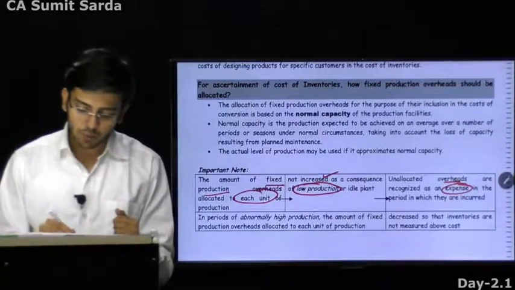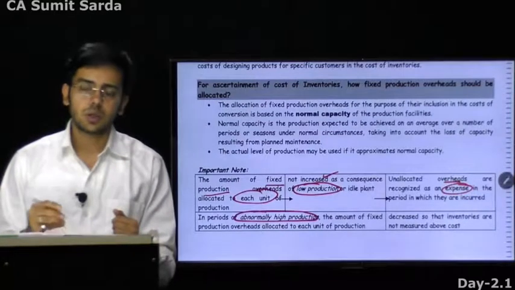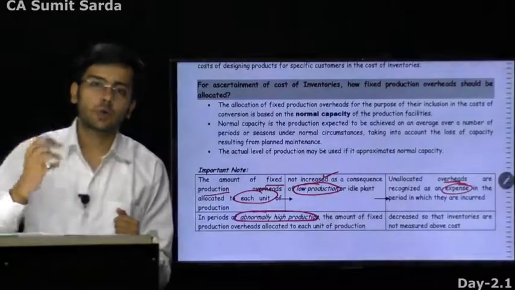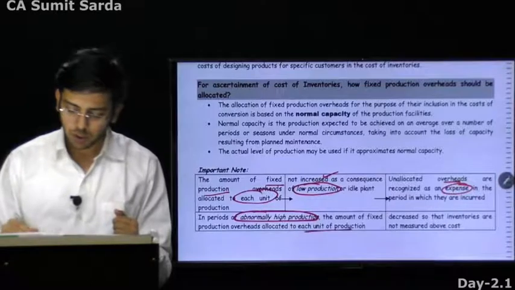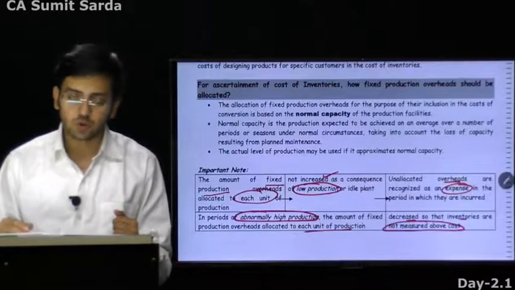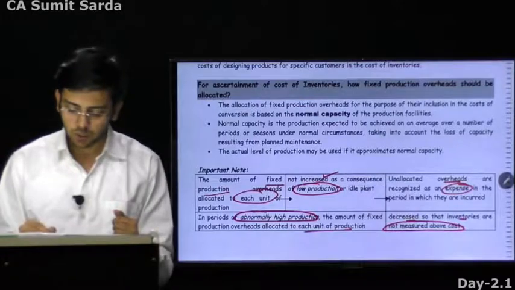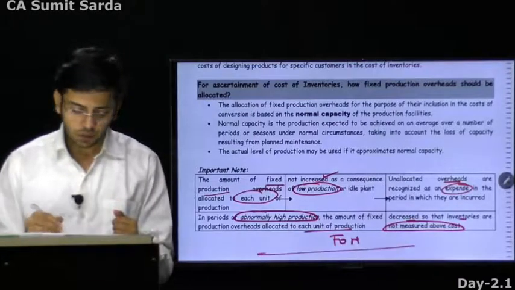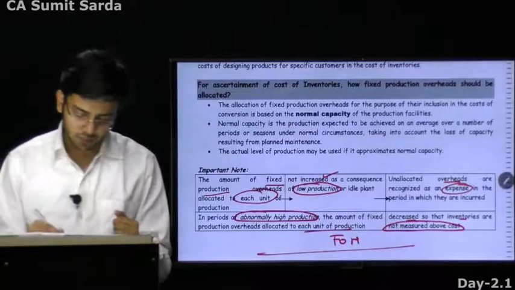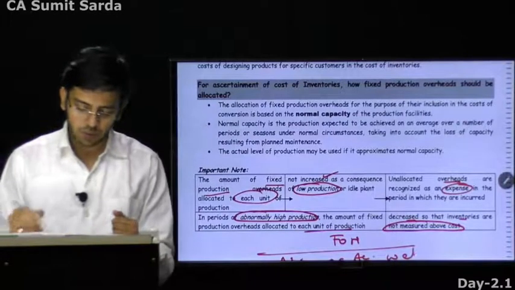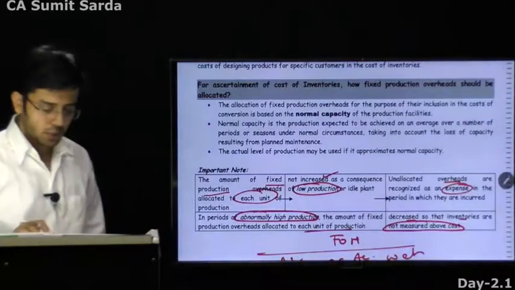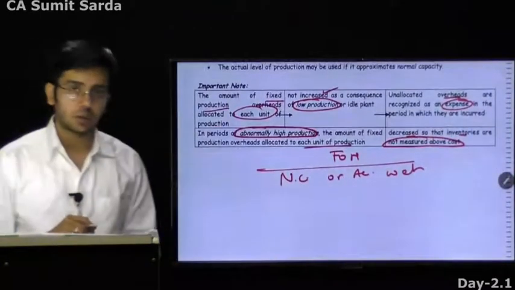But in case of abnormally high production, in some year if the production has been more than the normal capacity, the fixed production overhead per unit decreases so that the inventory is not measured above cost. Inventory should not be measured at above cost. So we'll write it over here that fixed overhead will be divided by normal capacity or actual capacity, whichever is higher.